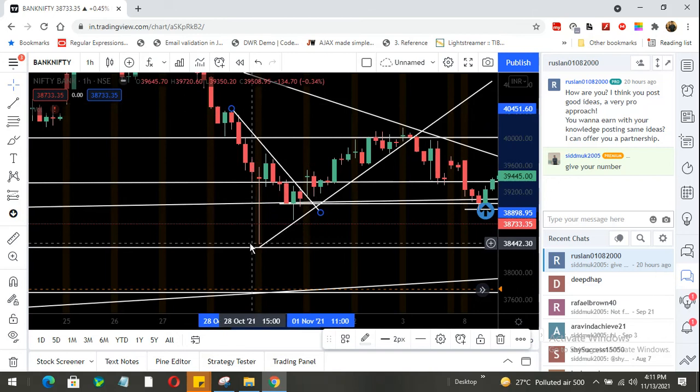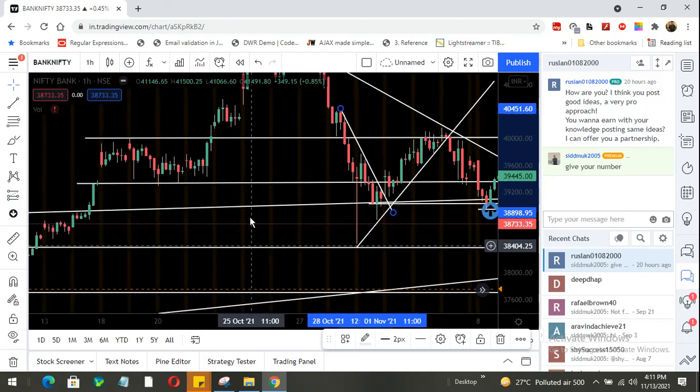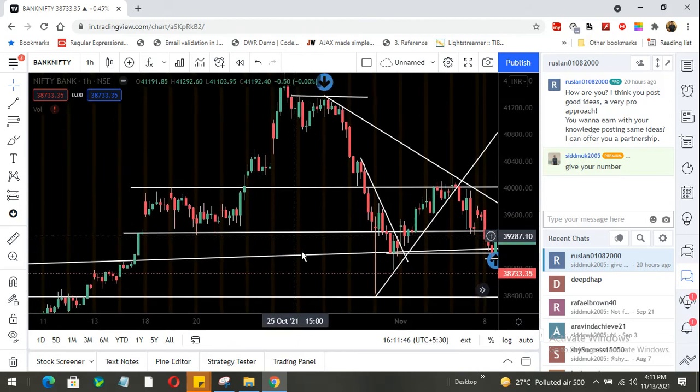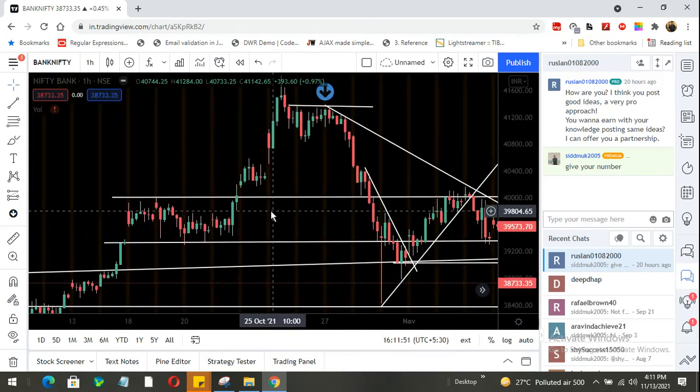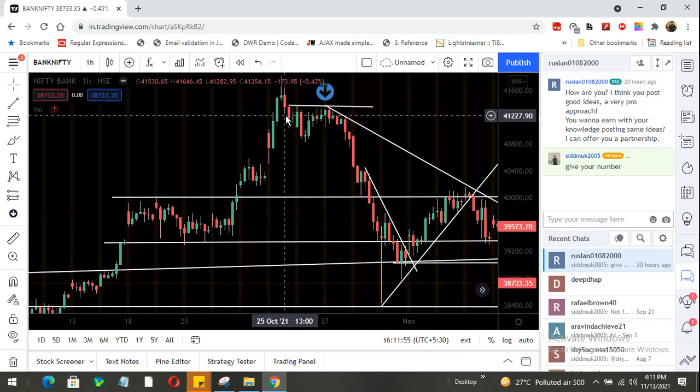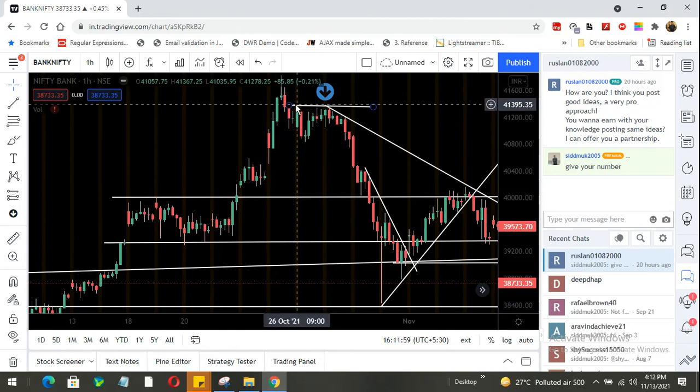Another thing is the bearish Harami pattern. The bearish Harami pattern will come near the top. That means the previous trend will be upside. Now near the top, the bearish Harami pattern will come. So I will show you the bearish Harami pattern.